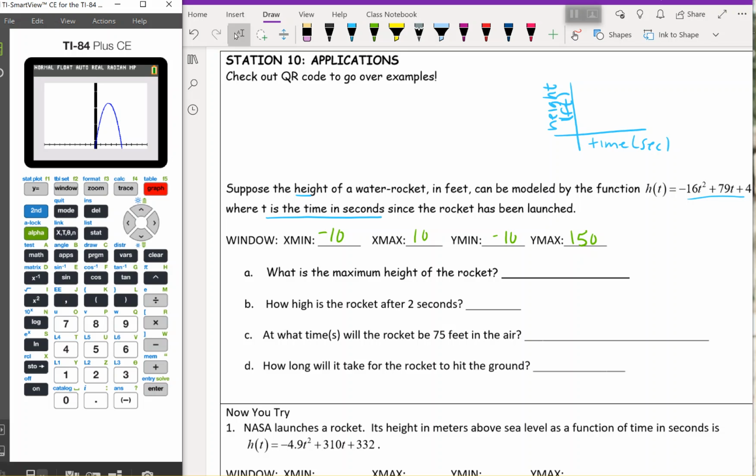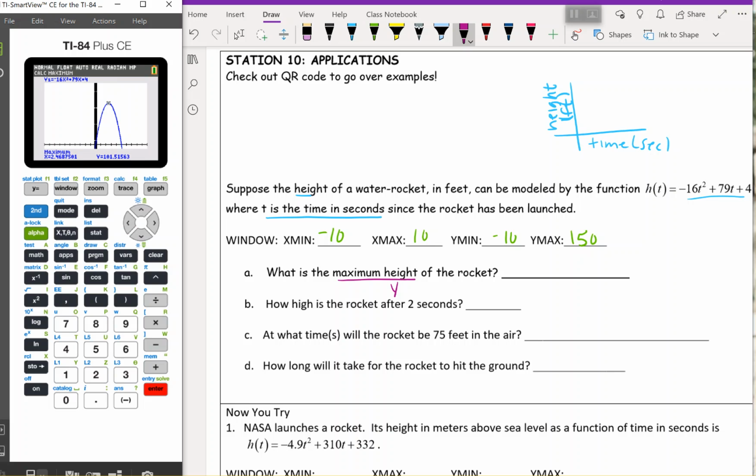If you recall back in Unit 1, we found the maximum pretty often. So this question says, what is the maximum height of the rocket? Since it says height, I'm looking for a y value. So I'm going to choose second calc maximum. And then remember, my calculator is going to ask me left bound, right bound, guess. Right now I'm to the left of my maximum, so I hit enter, and then I go a little bit to the right of my maximum and hit enter again, and then towards my maximum and hit enter one last time.